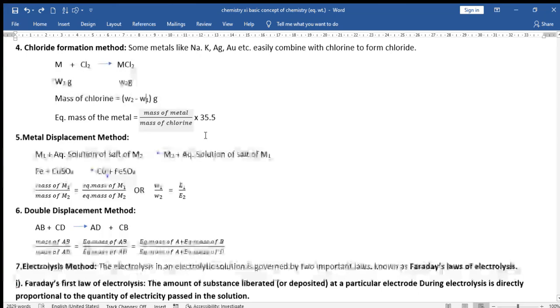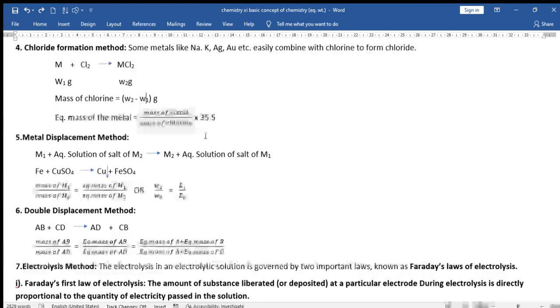So by this, in all these four methods, you can see that if the metal reacts with hydrogen or oxygen or chlorine, we can calculate its equivalent mass by comparing the mass of the metal with 1.008 gram of hydrogen, or 8 gram of oxygen, or 35.5 gram of chlorine.